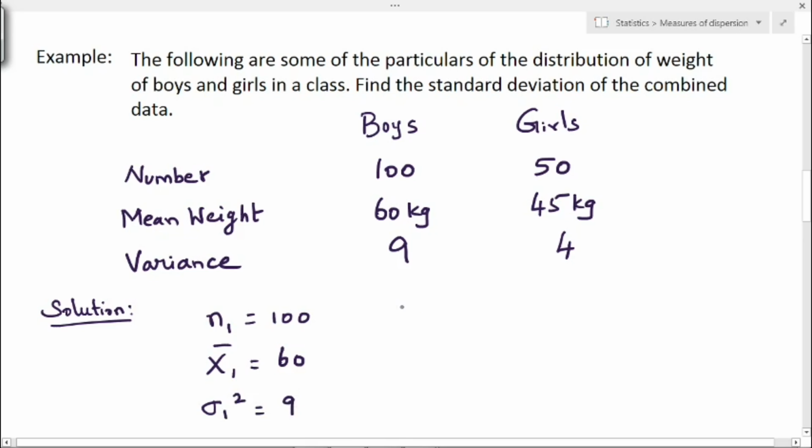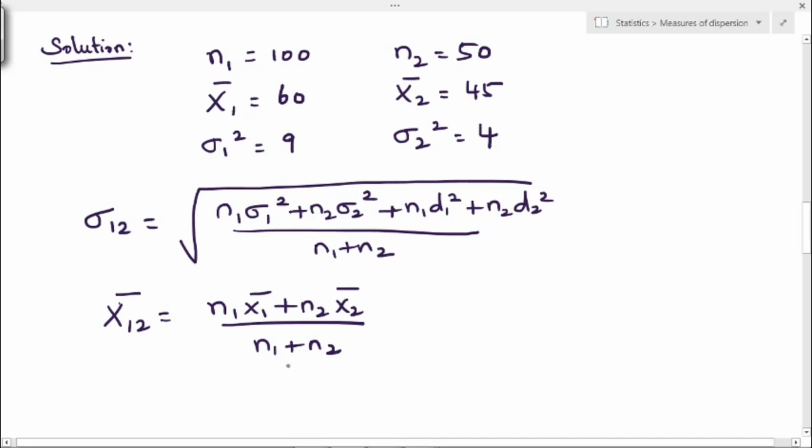Next, second group values, that is n2 total is 50 girls and mean weight, so that is x2 bar is 45 and variance sigma 2 square, that is 4. Okay. So in this problem, instead of standard deviation, they have given the variance. So this is sigma 1 square and sigma 2 square. Okay. So now we have to find the combined standard deviation of two groups.